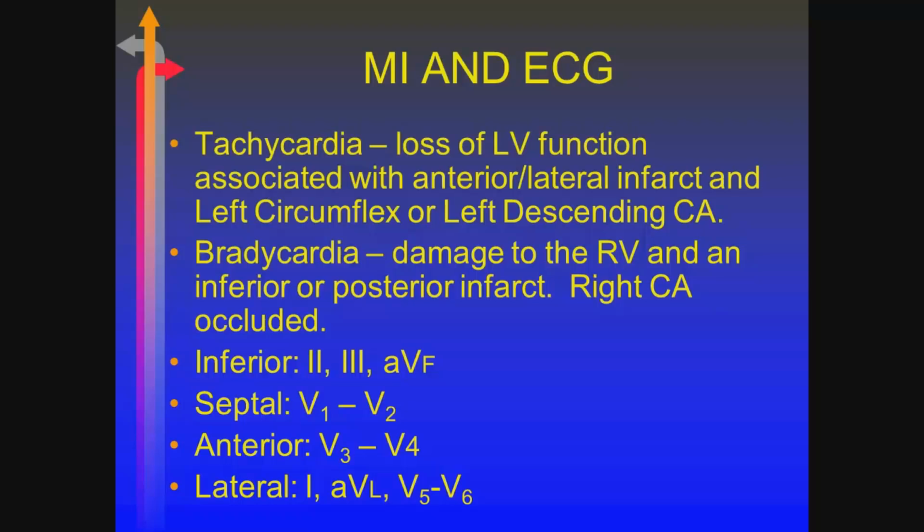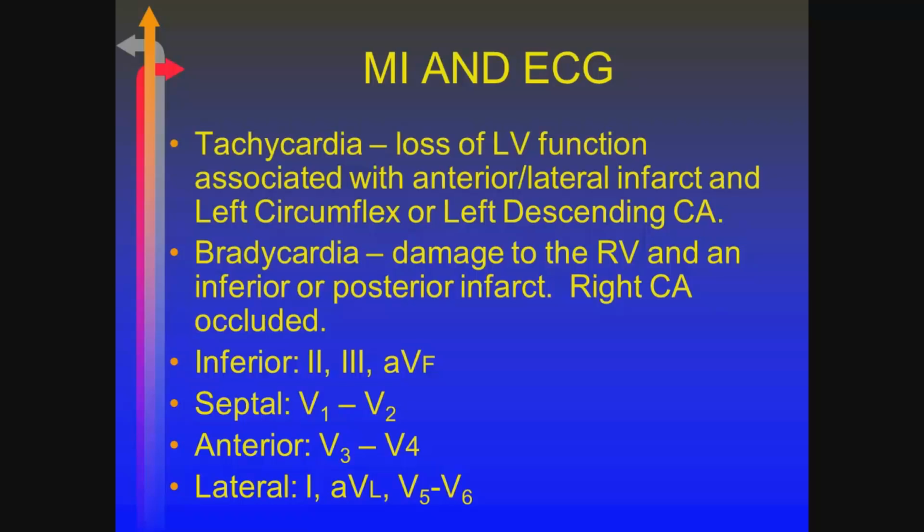Remember, the heart tissue is made up of not only myocardial fibers that are there for contraction, but there is also a conduction process where it goes from the SA node through the AV node and on down. An inferior, right coronary artery, or septal infarct all have the potential of affecting that conduction process, and you end up with blocks and severe bradycardias.